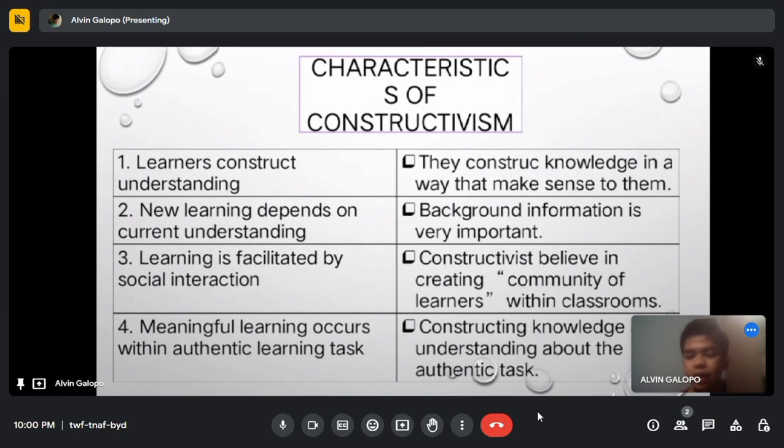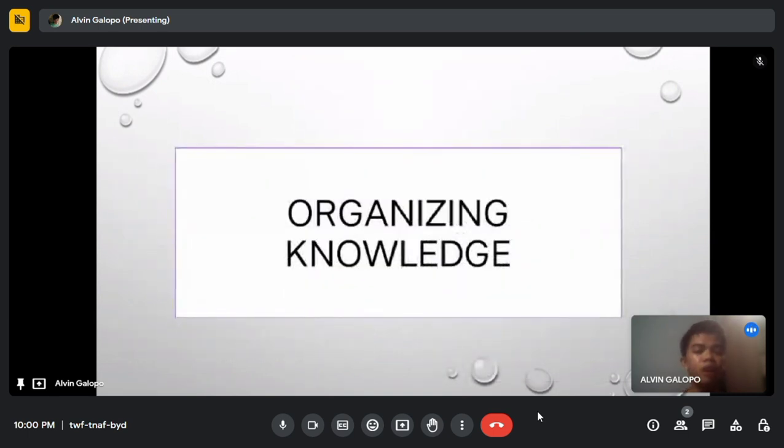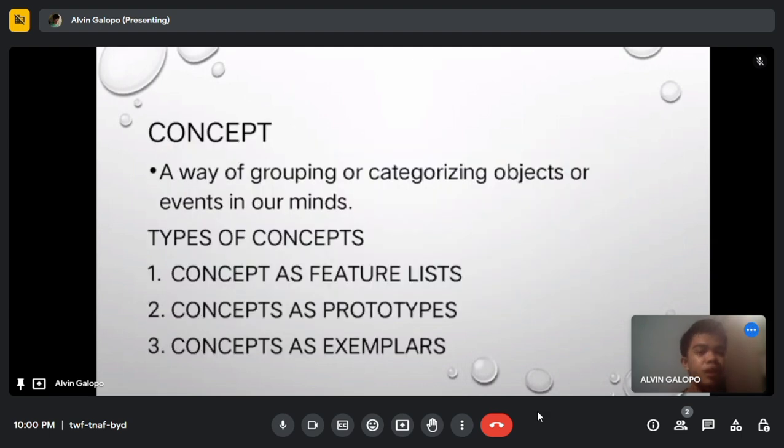So those are the characteristics of constructivism. Now let's move on to organizing knowledge. But first, let us define what a concept is. A concept is a way of grouping or categorizing objects or events in our minds. In simpler terms, a concept is a mental grouping of similar things.